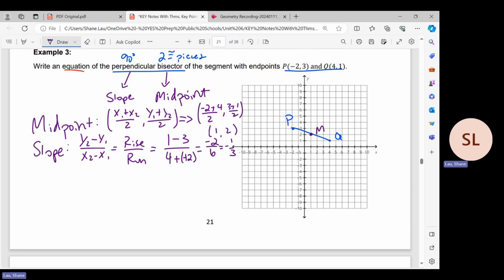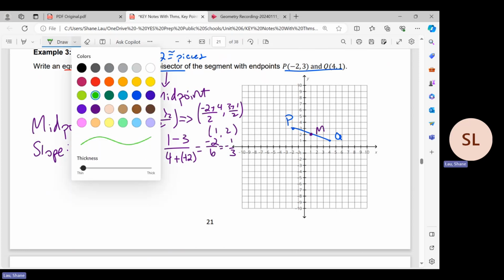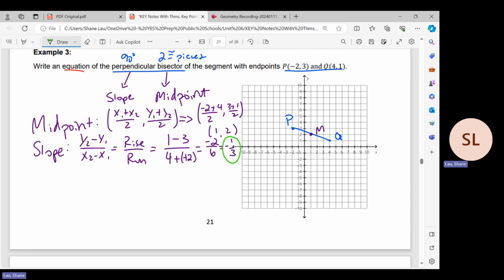But remember, we're looking for the equation of the perpendicular bisector. I don't want the equation for the original. I want the perpendicular bisector. So if we think back, perpendicular means to take the opposite reciprocal. So we are going to take this value, negative 1 over 3. We're going to change the sign to make it a positive, and we're going to flip the fraction to make it a 3. And this is the perpendicular slope that we would be looking for. Positive 3.